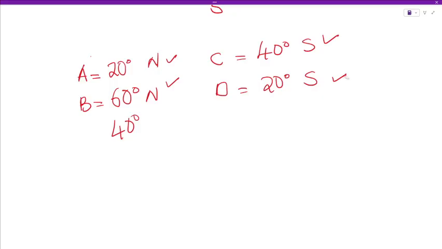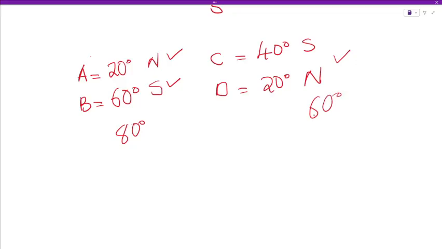Okay, what if they are in different hemispheres? Same principle again. When they're in different hemispheres, you simply need to add. So here what do you have? A is in the north, south, different hemispheres. What do you do? You add, meaning you're going to get 80 degrees. How about there? South, north, different hemispheres. What do you do? You add, giving you 60 degrees as your difference in degrees.